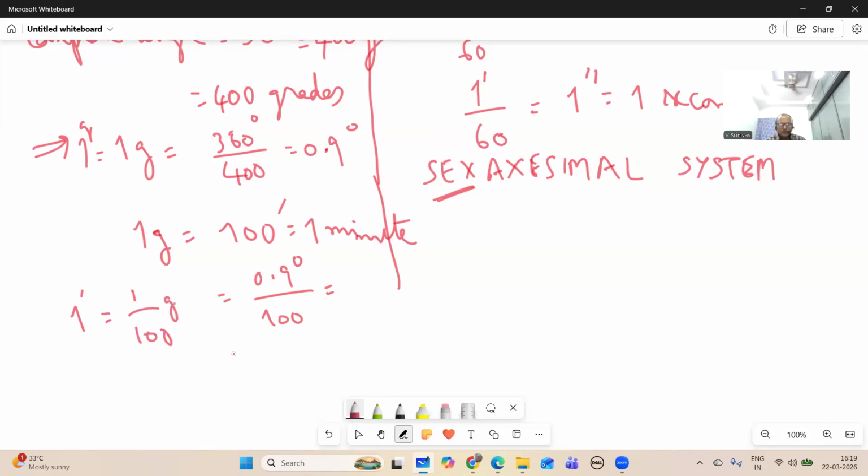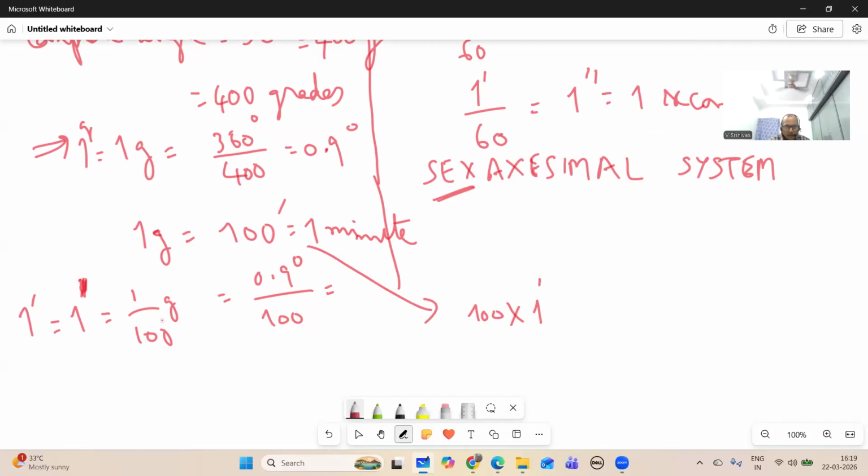So 100 minutes are equal to 1 grade, which can be thought of as 100 into 1 minute. You take 100 to the left hand side, so 1 minute becomes 1 by 100th of a grade. This is 1 minute, written with a prime. It is the 100th part of a grade.